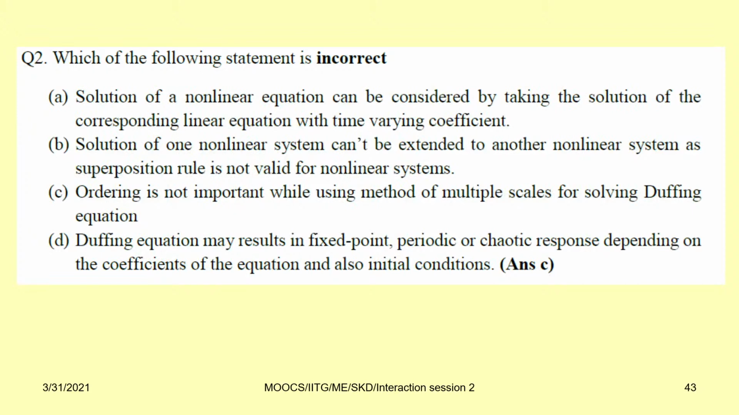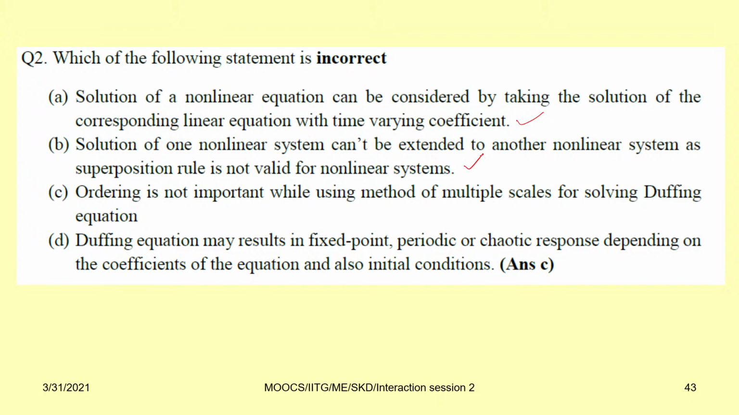Which of the following statements is incorrect? Let us see this. The solution of a nonlinear equation can be considered by taking the solution of the corresponding linear equation with a time varying coefficient. This is your method of averaging, so this is correct. The solution of one nonlinear system can't be extended to another nonlinear system as the superposition rule is not valid for nonlinear systems. So this is also correct.